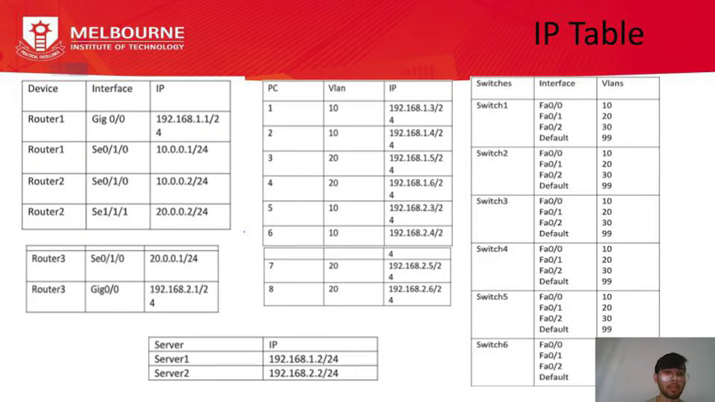And moving on to IP tables, we've got a bunch of tables over here that outline the devices and the interfaces along with the IP addresses that are provided in our case. So we've got PCs, servers, switches, and routers, and the respective IP addresses and respective port numbers or interface numbers over here. For the next slide, I'd like to pass it to my friend.